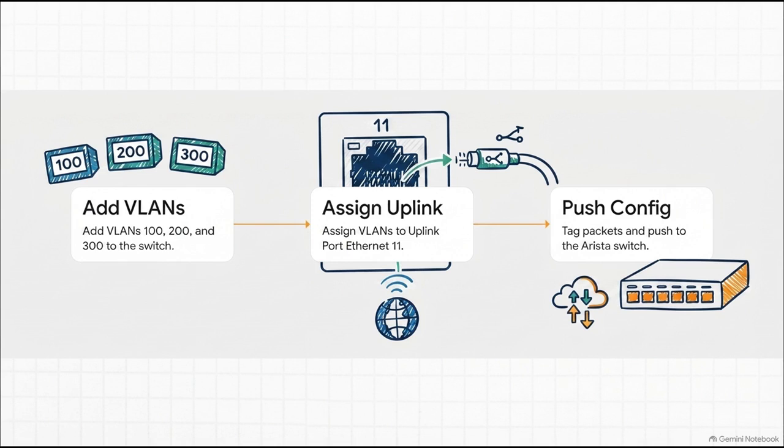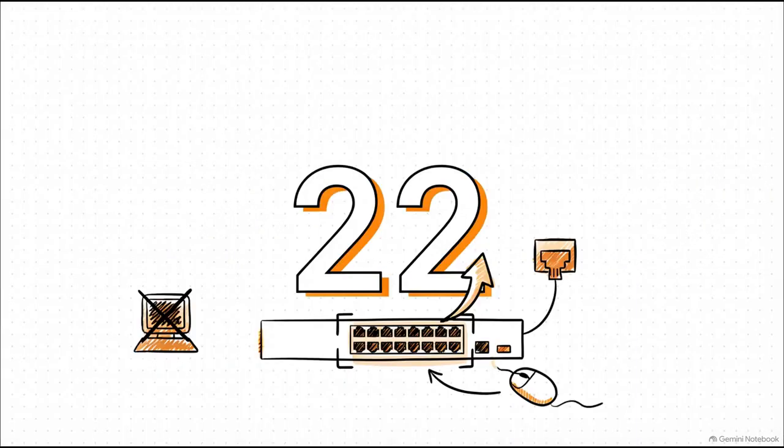And that connection is absolutely vital because it provides internet access, meaning the VMs can actually pull down important software packages from internet mirrors. Finally, step 3, you tag the packets, hit submit, and SCC pushes the configuration directly to the switch.